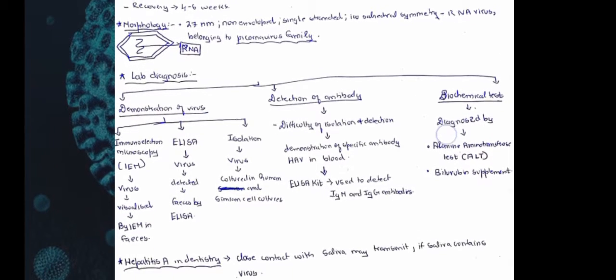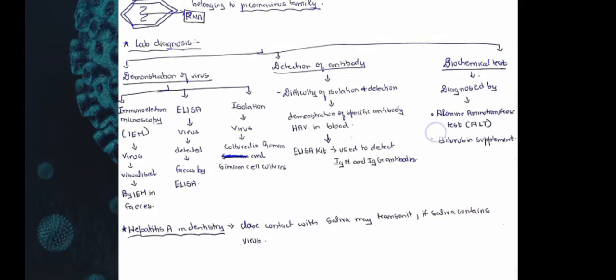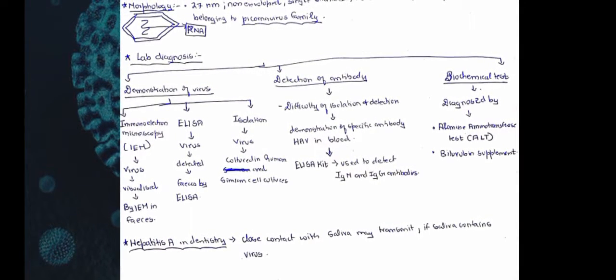Coming on to the lab diagnosis. The lab diagnosis includes three tests, that is the demonstration of the virus, the detection of antibody, and the biochemical test. The demonstration of the virus can be done with the help of IEM, that is immunoelectron microscopy, where the virus is visualized in the feces. Coming on to the most predominant test, that is ELISA, enzyme linked immunosorbent assay, the virus is detected in the feces with the help of ELISA. The isolation of the virus can be done by culturing in human cell cultures.